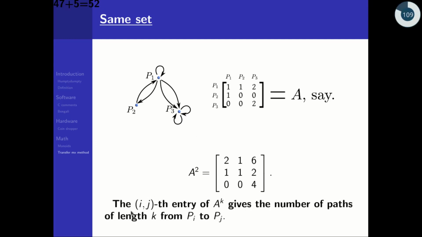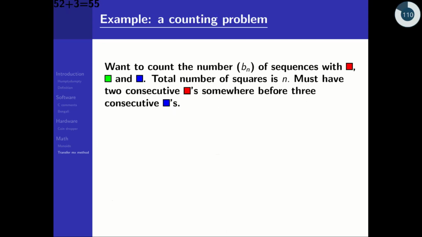In general, the ijth entry of A to the power k gives the number of paths of length k from Pi to Pj. So this so far does not involve any finite automaton, but this is going to be very crucial. Now we are going to apply this using a finite state machine.